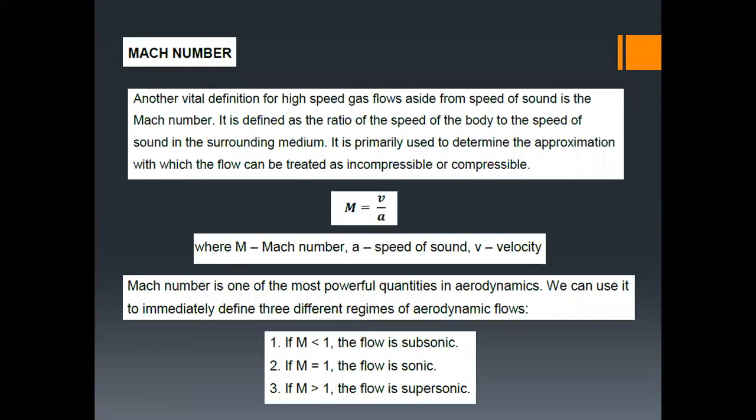So, Mach number. Another vital definition for high-speed gas flows aside from speed of sound is the Mach number. It is defined as the ratio of the speed of the body to the speed of sound in the surrounding region. It is primarily used to determine the approximation at which the flow can be treated as compressible or incompressible. Earlier I already mentioned how to define if your flow is compressible or incompressible. The velocity was 100 meters per second, and the Mach number answer was 0.3, above 0.3.